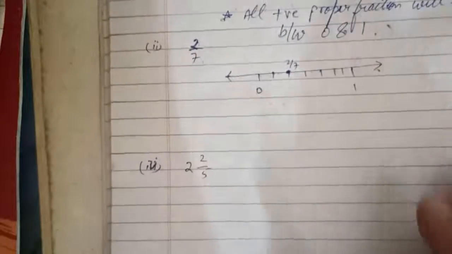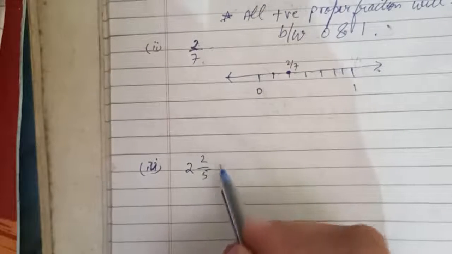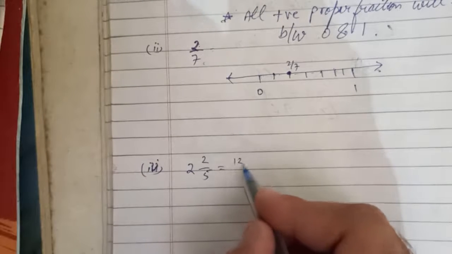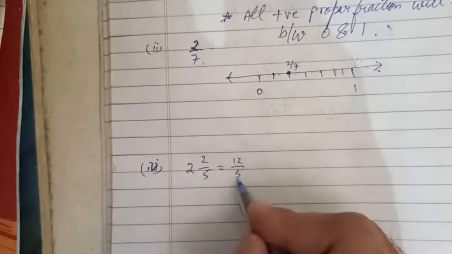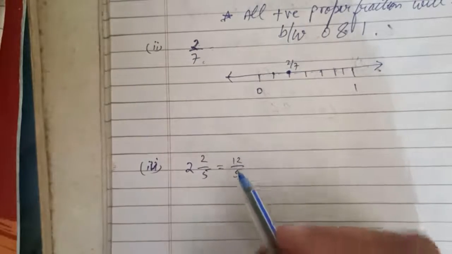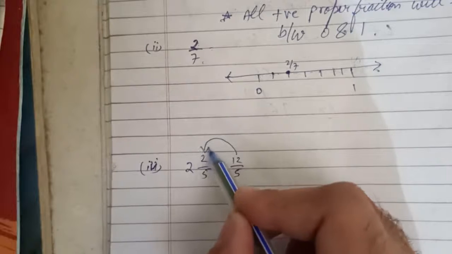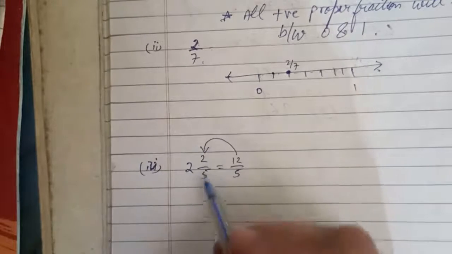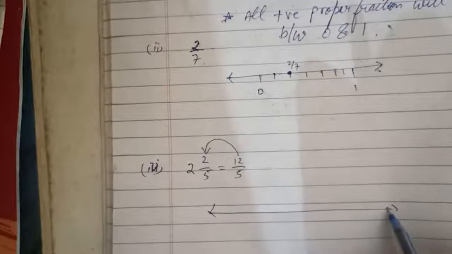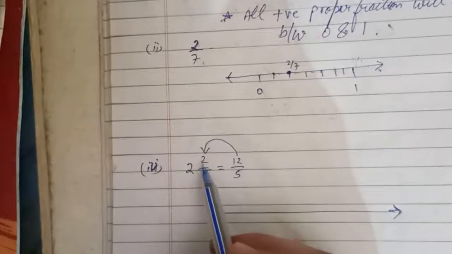Now let us come to improper or mixed fractions. By the way, this was already improper: 12 upon 5. Clear? So this was an improper fraction. For an improper fraction, you need to change it into a mixed fraction. Once you have changed it into mixed, from here you will get an idea. Here it is 2 whole 2 by 5.